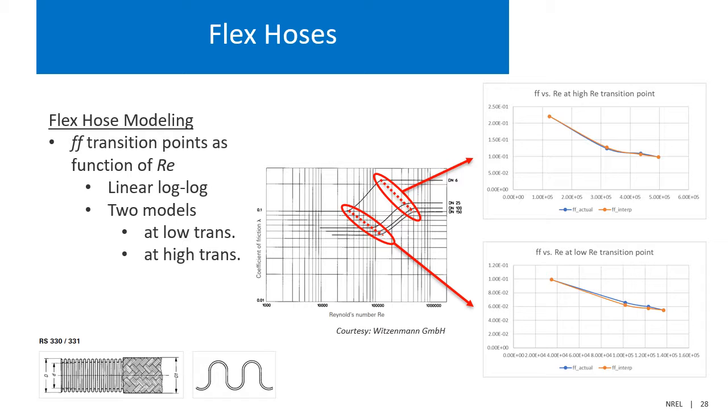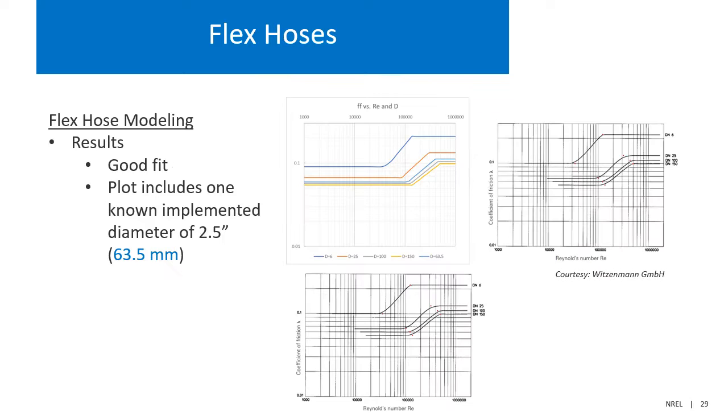The friction factor at transition points as a function of the Reynolds number is more apparent in the data plots and is modeled as a linear log-log relationship with different model fits for the low and high transition points. The complete model, with example results shown in the colored plot, is a very good fit to the measured data. The original data plot is shown both to the right and the bottom of the colored plot for easy comparison.